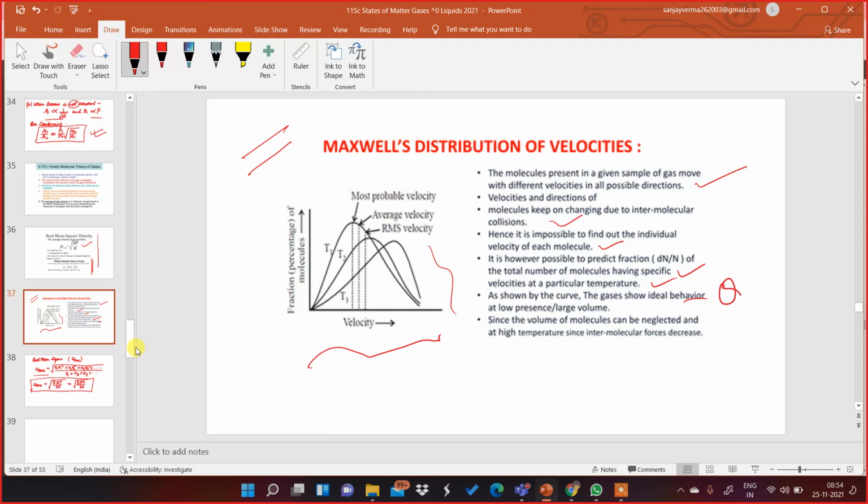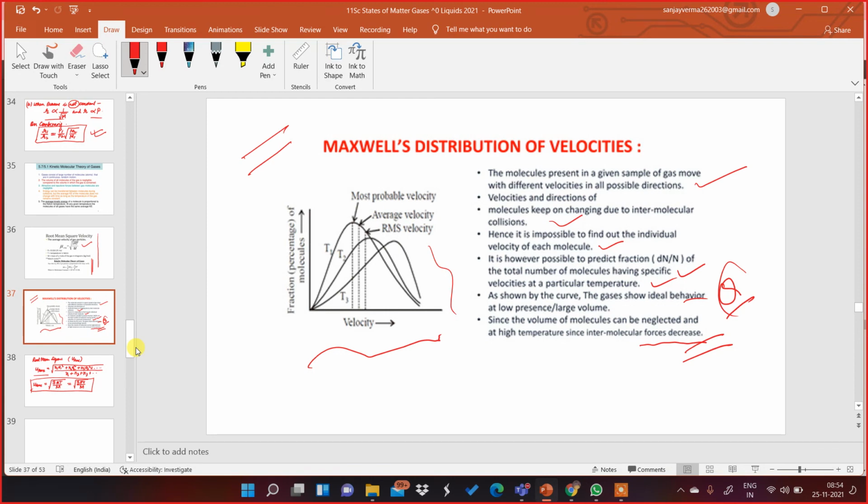So this could be a question in a multiple choice. Since the volume of molecules can be neglected, and at high temperatures, since intermolecular forces decrease. So this is another important point: at high temperatures we can neglect the volume of the gas molecules, and intermolecular forces decrease. Okay, so this was with respect to Maxwell distribution of molecular speeds.